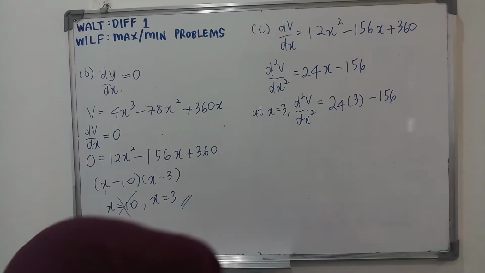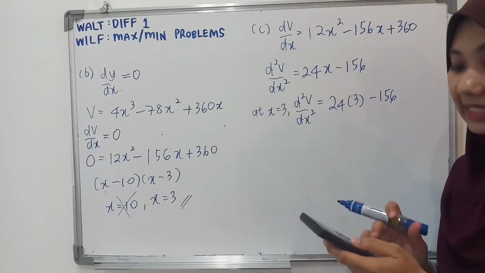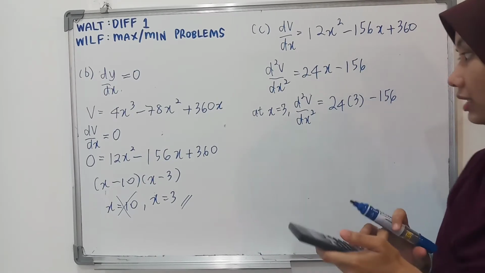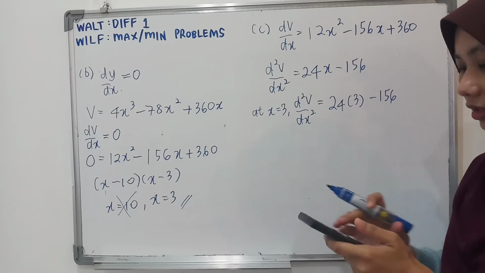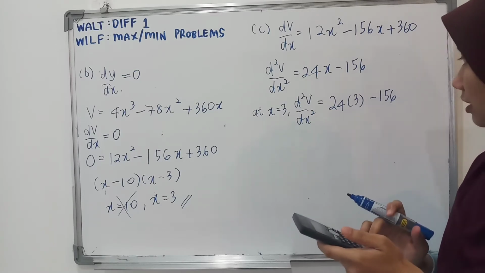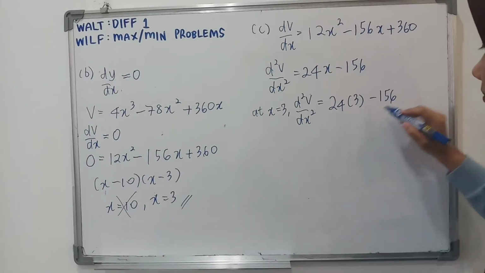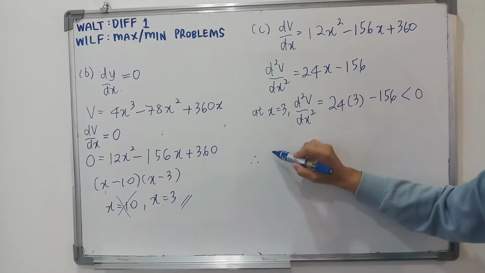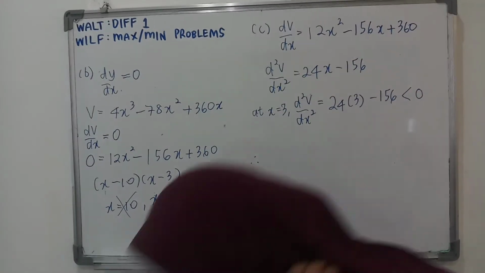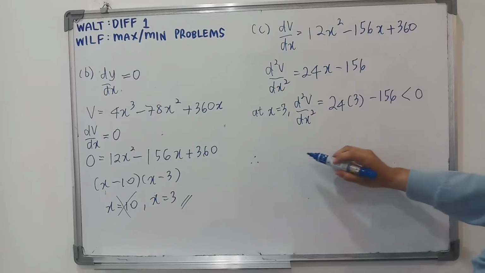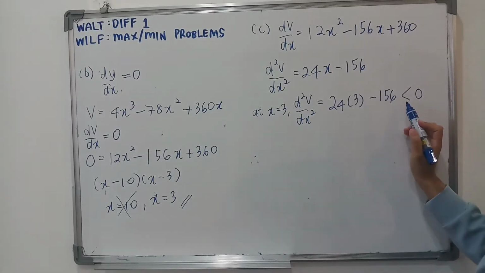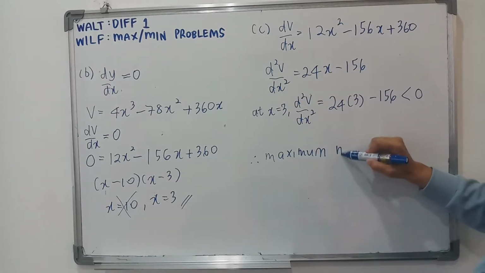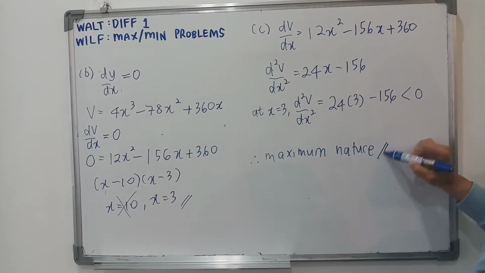Okay, so what is that value? I am not interested in the value. We just need to know whether it's positive or negative. So calculate that: 24 times 3 minus 156. You will get something less than 0. Therefore, second derivative less than 0 simply means it is a maximum. Maximum nature. That's it. Okay?